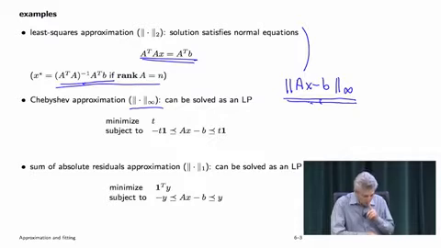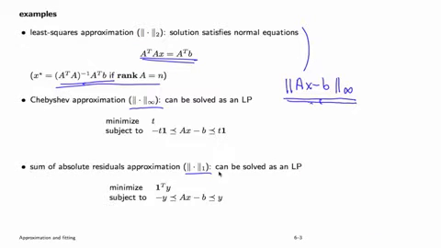So, okay. Here's another very interesting one. It also has a very long history. It's the sum of absolute residuals approximation. Use norm 1. That says minimize this.